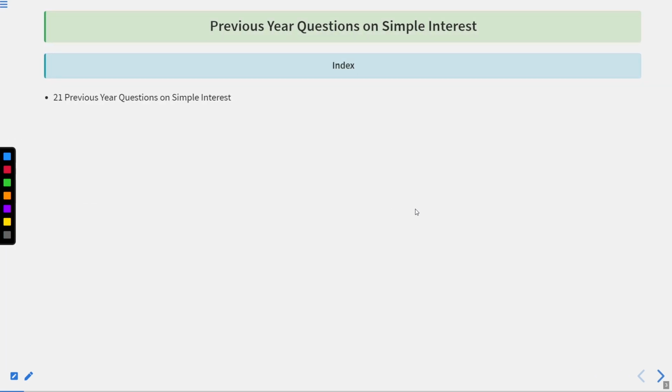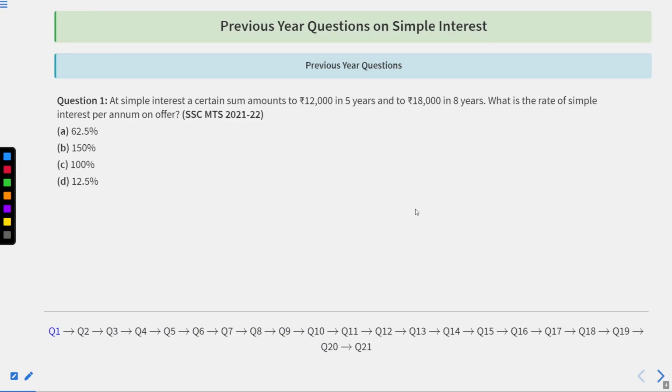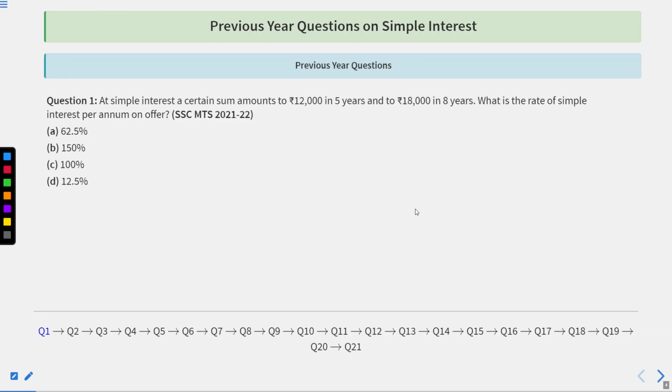So in this lecture, we are going to solve 21 previous year questions on simple interest. So let's start with the very first question.